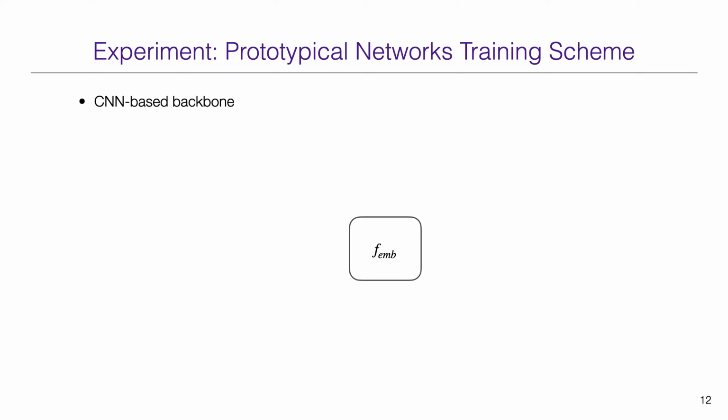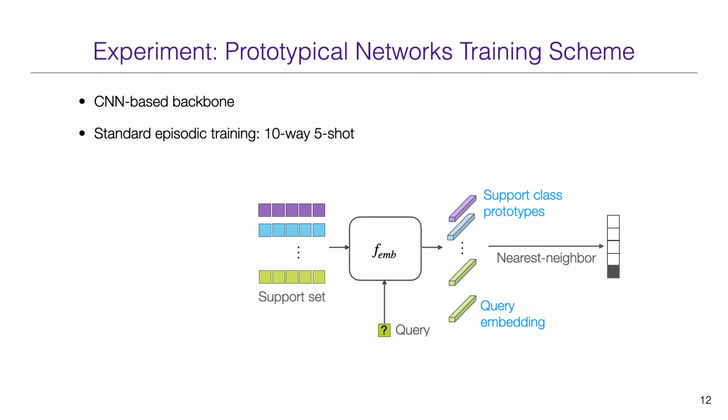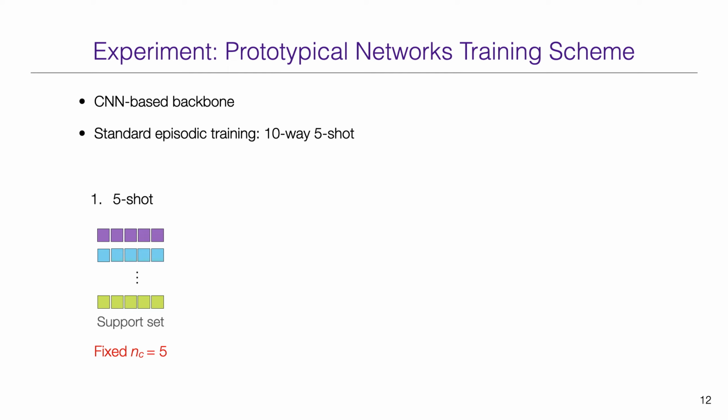In the second experiment, we explored different training schemes for prototypical network. In a standard setup, we train a CNN-based backbone via episodic training with 10-way 5-shot classification tasks, where in each training iteration, we randomly sample 10 classes from the Sonic FSD set training set, and for each class, we sample 5 examples into the support set. Then, to classify a query example, we embed both support and query examples into the embedding space to perform nearest neighbor classification and update the model based on the classification loss. In this case, the number of support examples per class is a fixed number of 5.